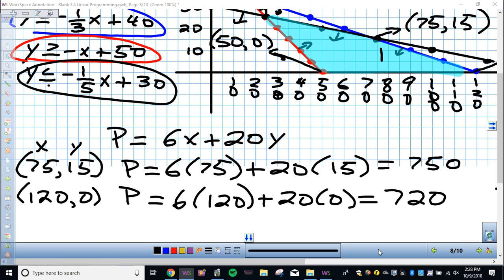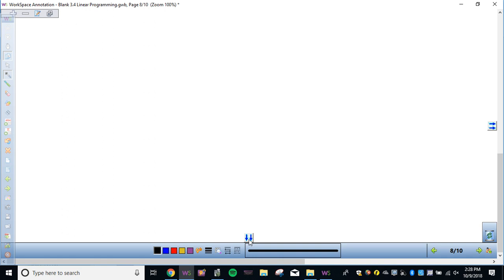Now you need to write a statement saying how much of whatever you should produce to make whatever the profit is. So we should produce, do you remember 75 was what? T-shirt or sweatshirt? You got it on your paper. The X value was what? T-shirt. Y value? Sweatshirt. So I would write a profit statement something like this.